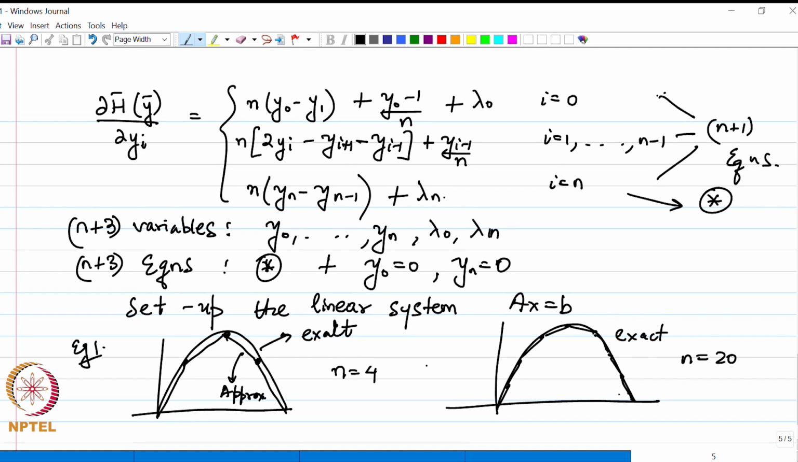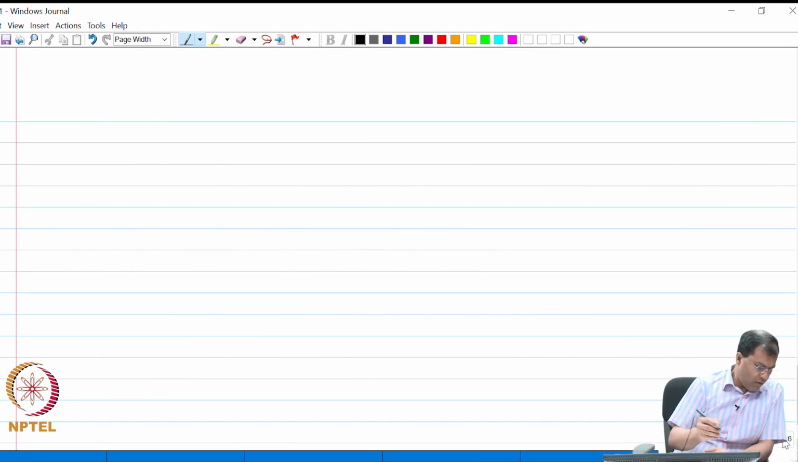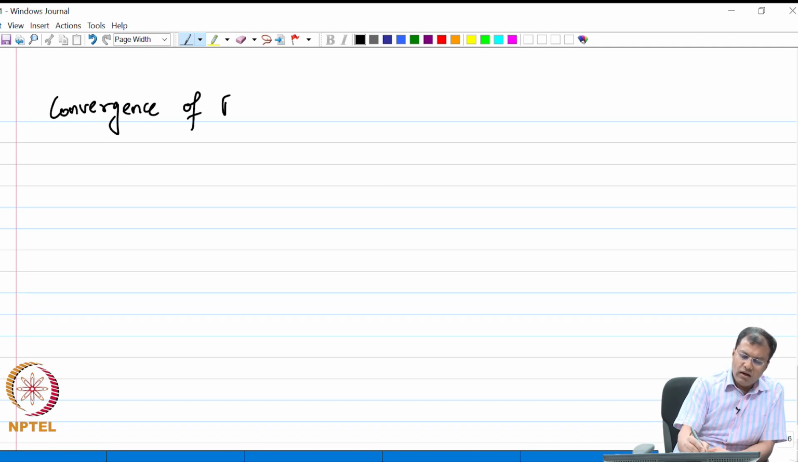In fact, we will show next that the Euler solution converges to the solution given by the Euler Lagrange equation in the limit delta x goes to 0, or in the limit that the number of grid points approaches infinity. Okay. So, what we are showing is the convergence of the Euler's finite difference method.